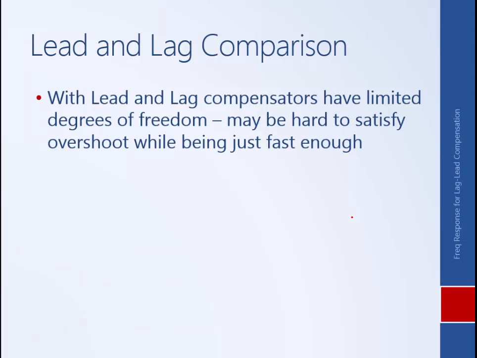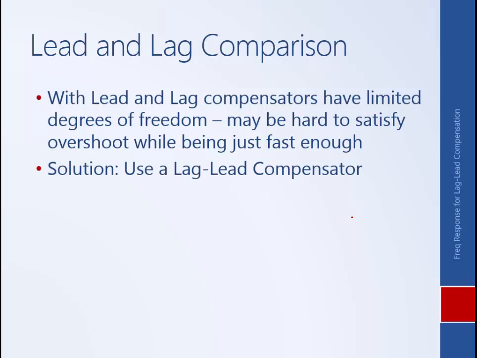The other thing that we saw was we had limited freedom in the design of our system. We could achieve the speed that we desired, the gain crossover frequency we desired, or the phase margin we desired, but it was difficult to accomplish both because the phase and magnitude were tied together. And so something that we can do is combine a lead and a lag compensator to give us more freedom in our design.